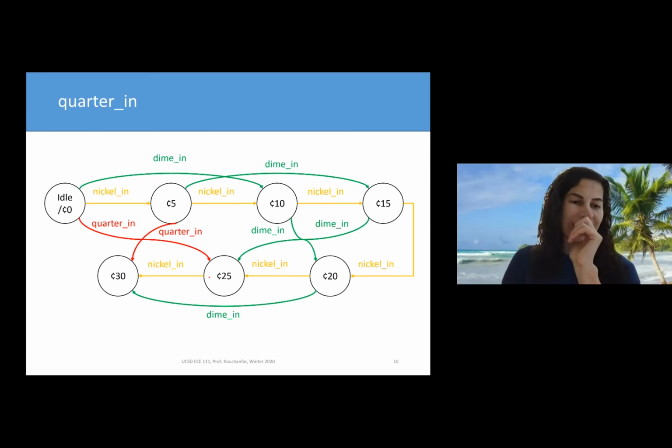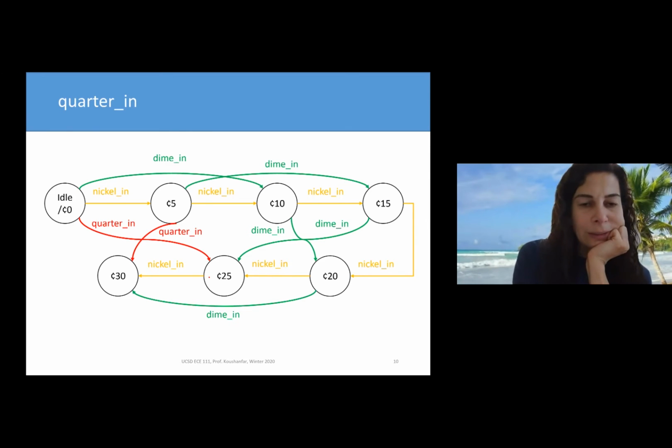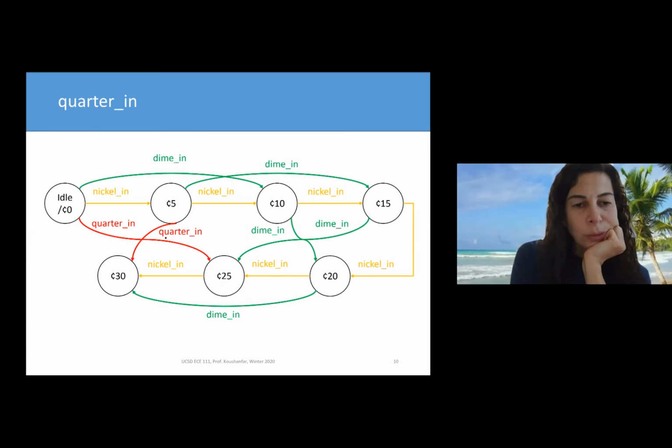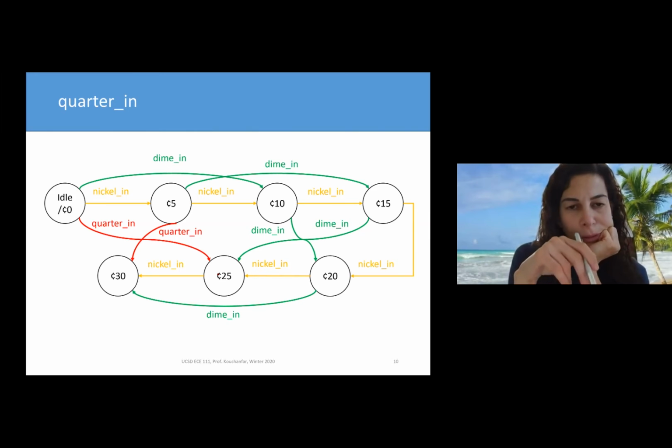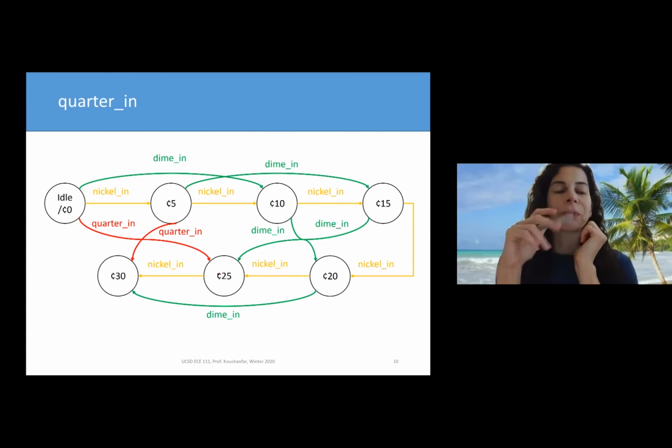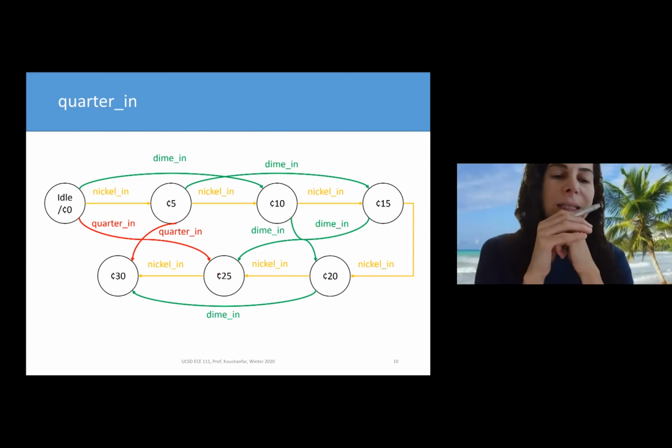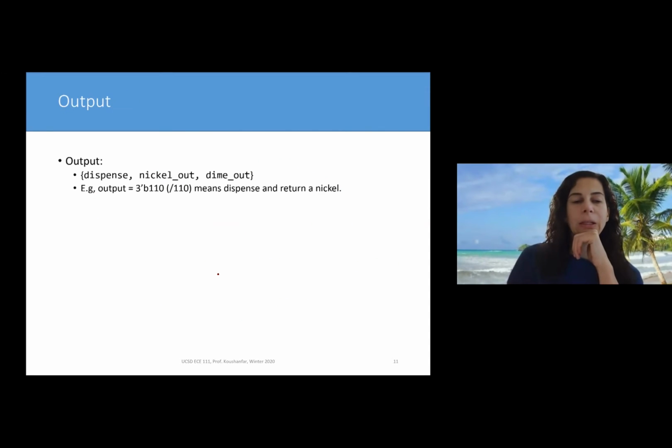And now I add a quarter. So if I have 5 cents and I get a quarter, I go to 30 cents. If I have 25 cents and I get a quarter in, I directly go to the 25-cent state, and so on and so forth. But as you could imagine, there is a state missing here, and that is because I also need to dispense.